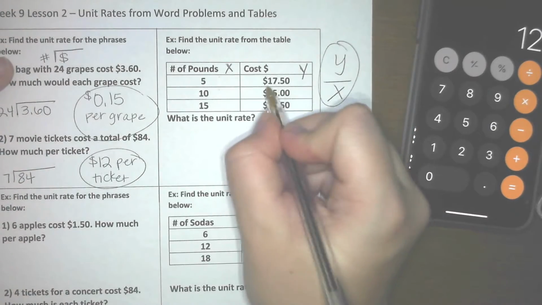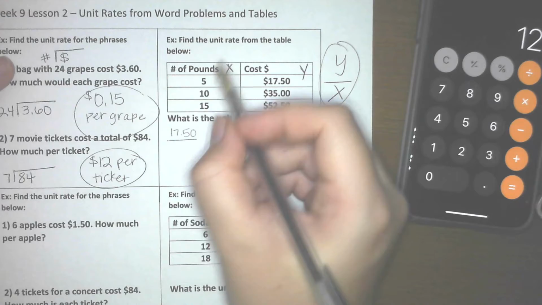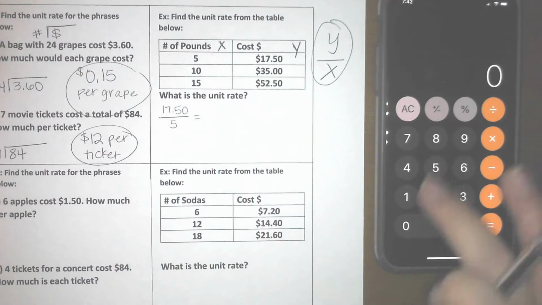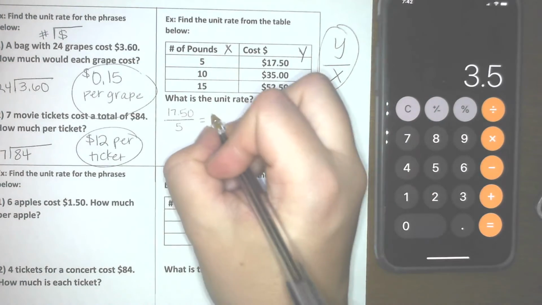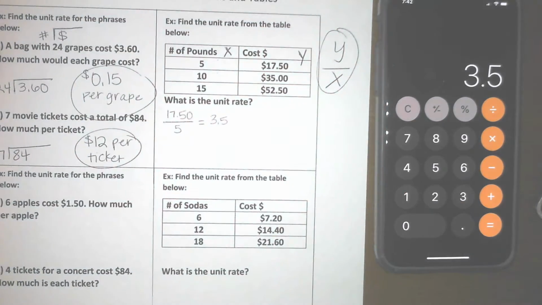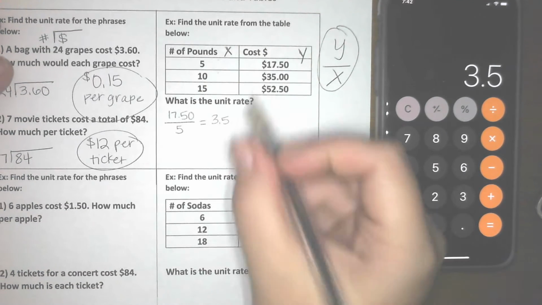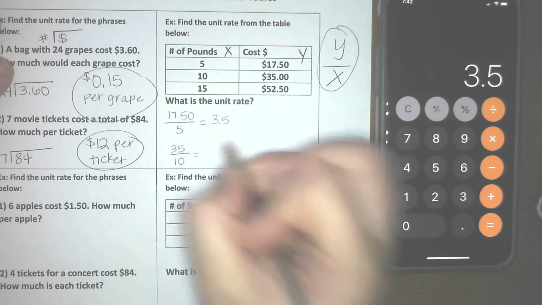So my first Y value is $17.50 divided by my first X value, which is 5. So I'm going to do that. $17.50 divided by 5, so I get 3.5. And just check yourself. Make sure that you do this every time. Do the same for all the numbers because sometimes you might be dealing with a table that's not correct. So the second one, you want to do 35 divided by 10.